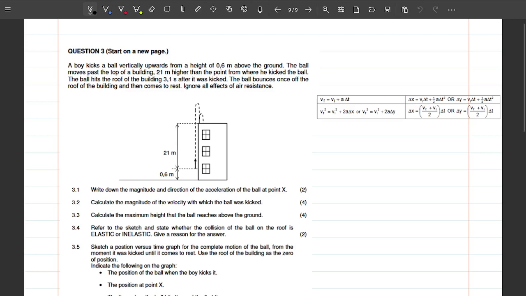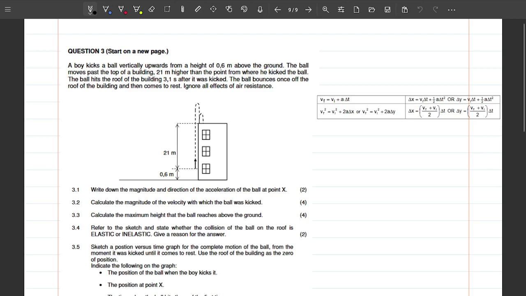The ball moves past the top of the building. It moves way past it and actually goes on top of the building. It goes past the top of the building, which is 21 meters higher than the point where he kicked the ball. The ball hits the roof of the building 3.1 seconds after it was kicked. The ball bounces off the top of the building and comes to rest. Okay, let's take one question at a time.